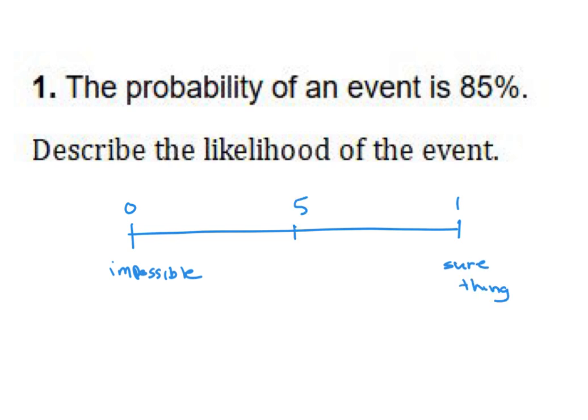A 0.5 is equally likely or unlikely. And then we would say anything between 0.5 and 1 would be likely, and anything between 0.5 and 0 would be unlikely. So probability of an event being 85%, that would be 0.85. 0.85 would be over here somewhere. So we would say the likelihood of that event, that it is likely.